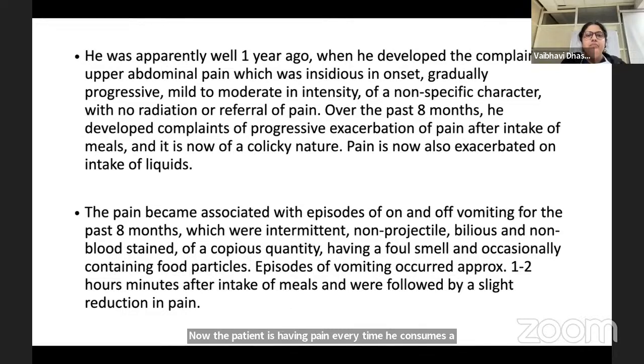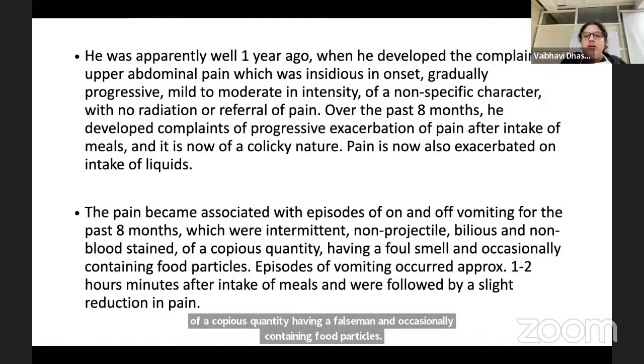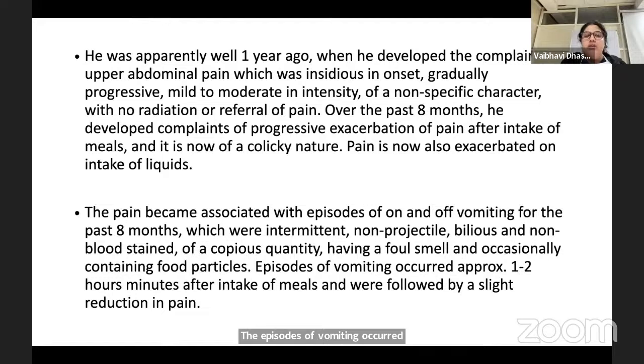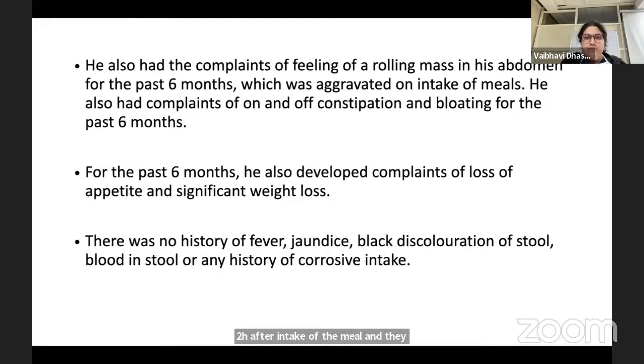The pain became associated with episodes of on and off vomiting for the past 8 months, which were intermittent, non-projectile, bilious, non-blood stained, of a copious quantity, having a foul smell and occasionally containing food particles. The episodes of vomiting occurred approximately 1 to 2 hours after intake of the meal, and they were followed by a slight reduction in the pain. He also had a feeling of a rolling mass in his upper abdomen for the past 6 months, which was again aggravated on intake of meals.